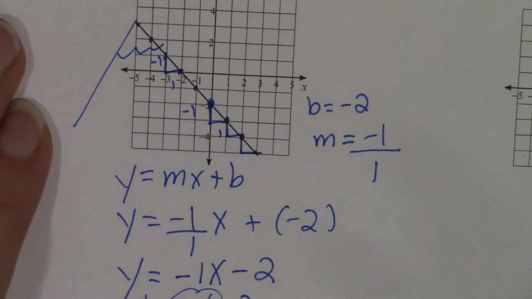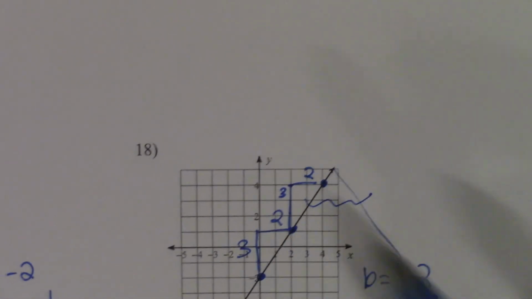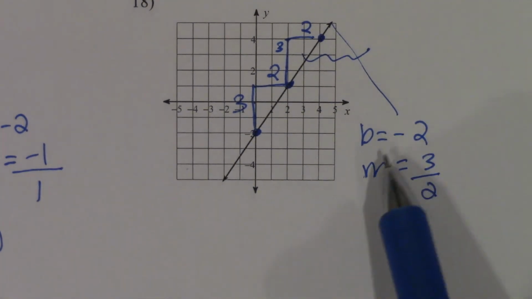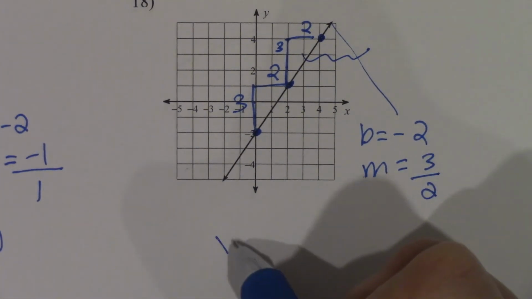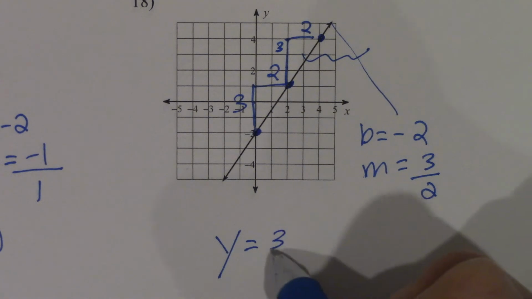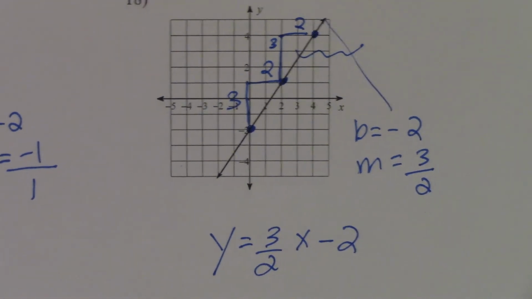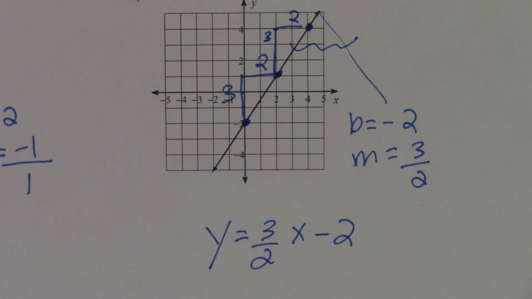I ended up with a negative slope. My line was going down into this quadrant. Okay, here I have a positive slope. It's going to end up in this top right quadrant. So I have my intercept and my slope. I can write my equation. y equals slope times x plus the y-intercept. My y-intercept's a negative 2, so I'm just going to write it like that.